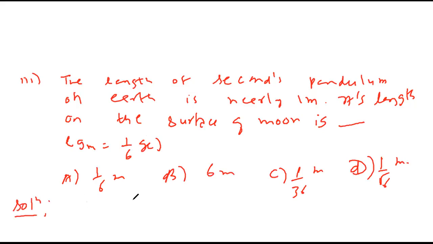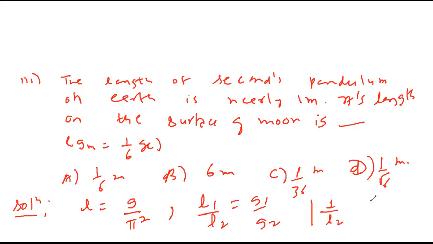For seconds pendulum, length is g upon pi square. So can I say L1 upon L2 is G1 upon G2? L1 is 1 meter, L2 we want, G1 is G and G2 is 1/6 of G. So L2 becomes 1 upon 6. They have asked this many number of times.